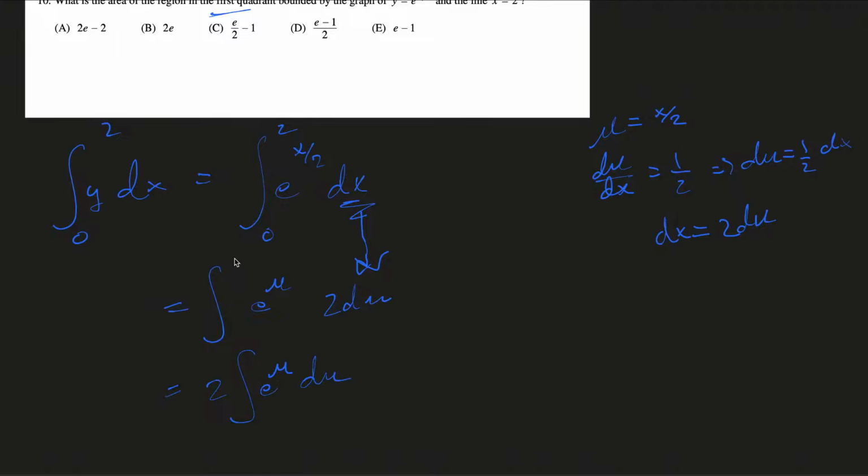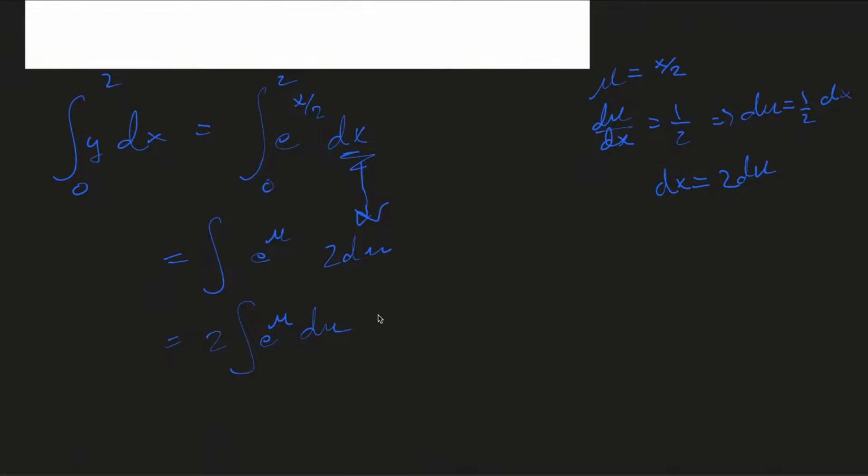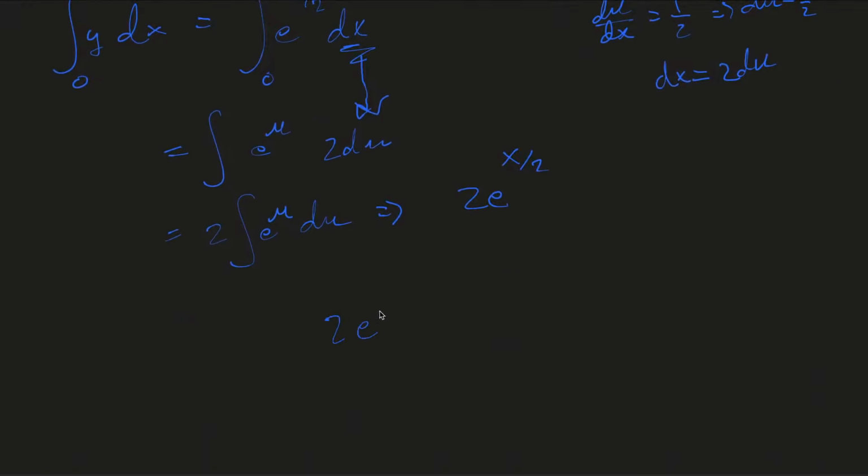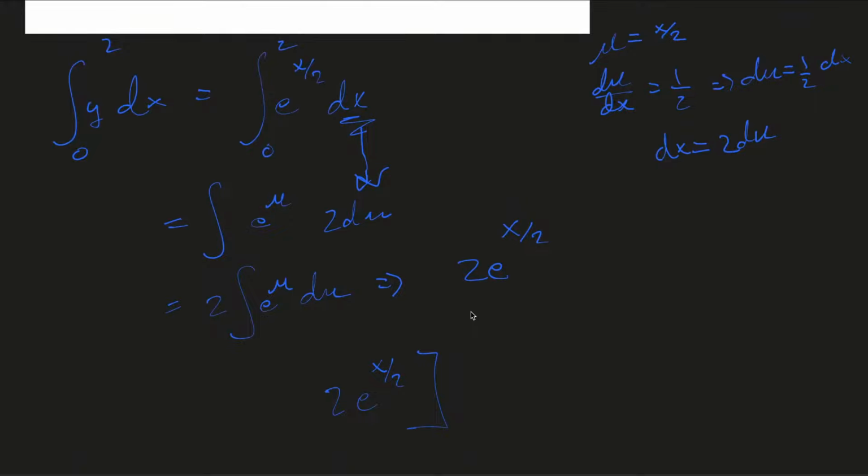And I'm just going to ignore the limits for now, and I'm just going to solve this. This just equals 2e to the x over 2. And then we can just take the limits from 0 to 2. That equals 2 times e to the 1 minus e to the 0. That just equals 2e minus 2.